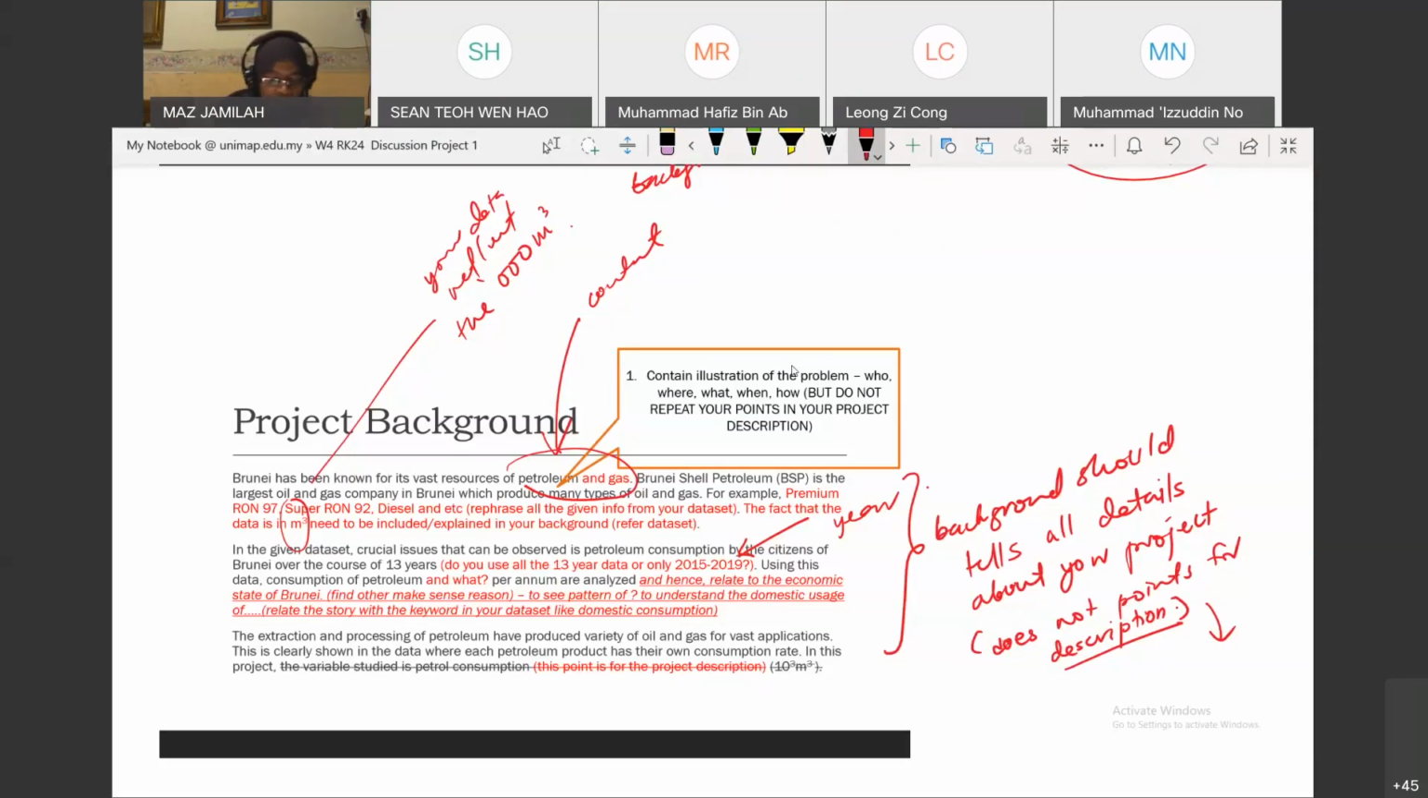Okay, so what happened here, you might have to Google search about your data, okay, related to Brunei. Okay, just get some idea what is happening in Brunei.